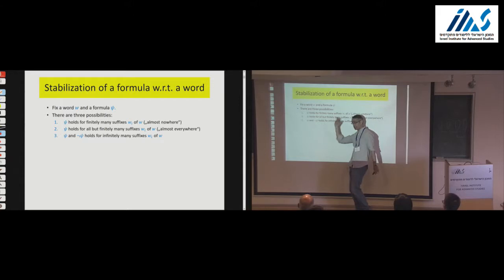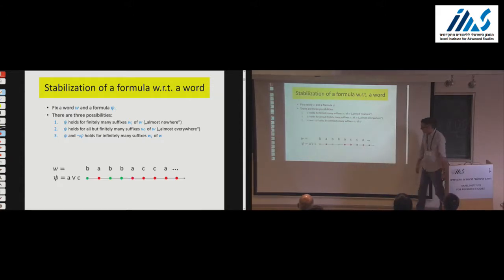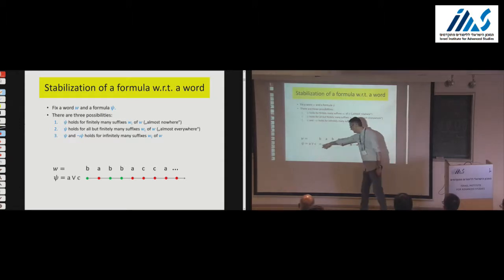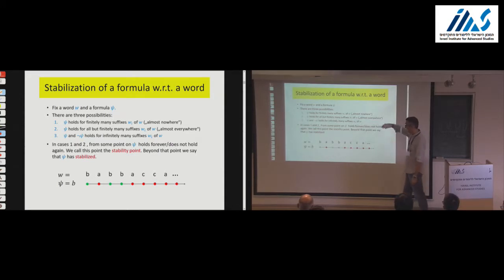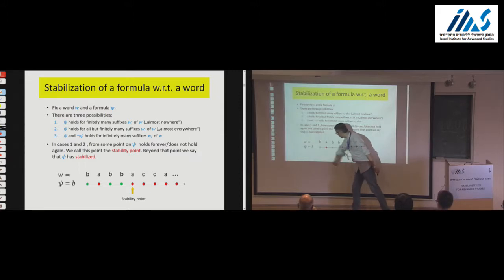Or it alternates, right? So if you picture, for instance, the formula A or C, then it holds here, it holds there, it holds now in these points, and imagine that it continues holding. So the idea is that in this case, the formula stabilizes to true. Okay, and in cases 1 and 2, you are going to have a stability point, right? The point at which the formula has stabilized is going to be there. I'm sorry, I was changing the slides just before the talk, and that's not a very good idea. I should think about A or C, right? And this is the point at which A or C stabilizes.